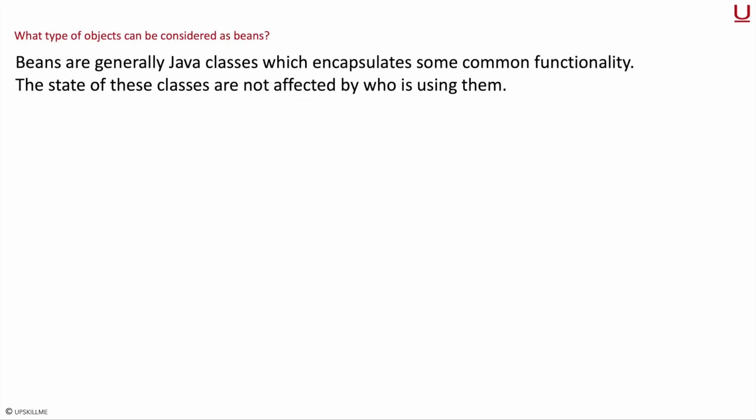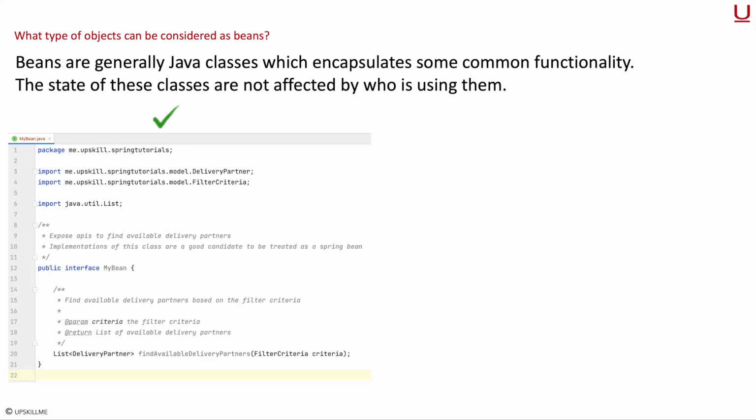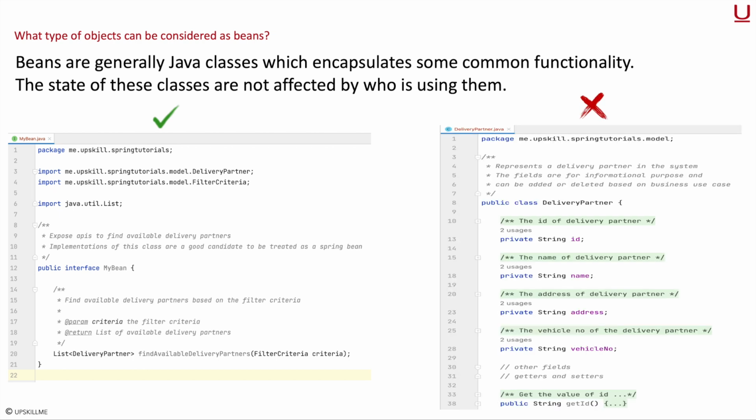To answer this, beans are generally Java classes which encapsulate some common functionality. Conceptually, the state of these classes is not affected by who is using them. For example, a bean can be a class which has a functionality of finding available delivery partners based on some filter criteria. On the other hand, it is generally a bad practice to have a bean for the delivery partner class.